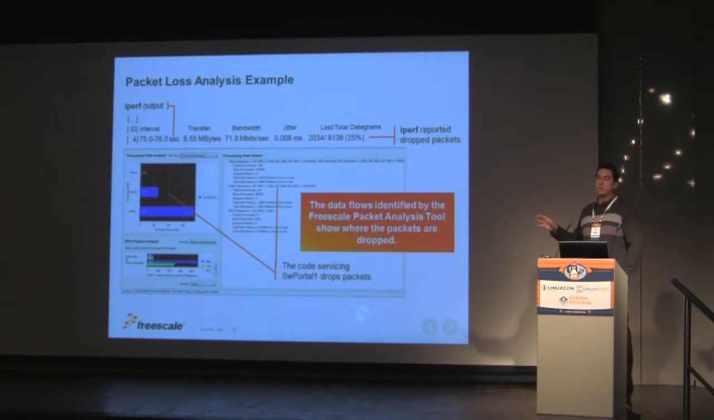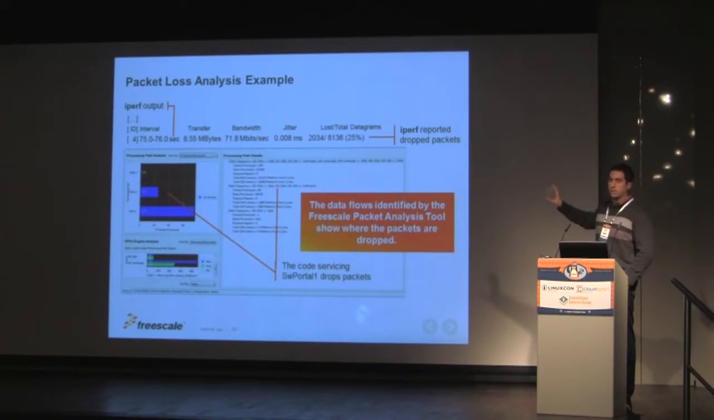I'm going to skip ahead a little bit here and tell you very briefly why this tool is useful. What I have here on this slide is the output of two tools. The top part of the slide contains the output of iPerf, which is this little open source application that you can run to measure the throughput on a network interface. What that tells us is that there's a 25% packet loss. But the tool does not tell us anything about why that happened.